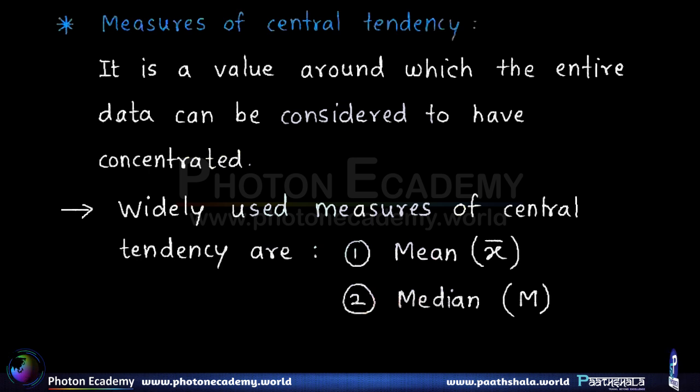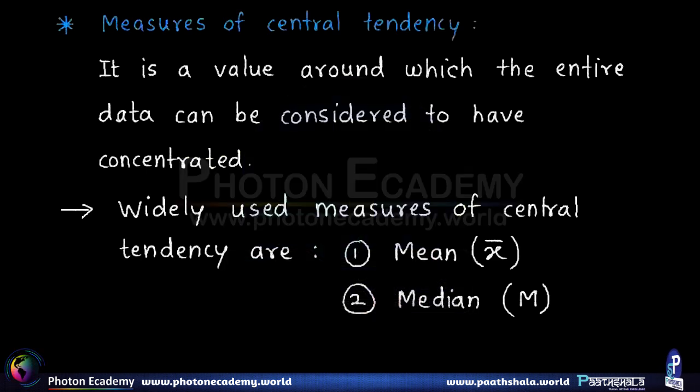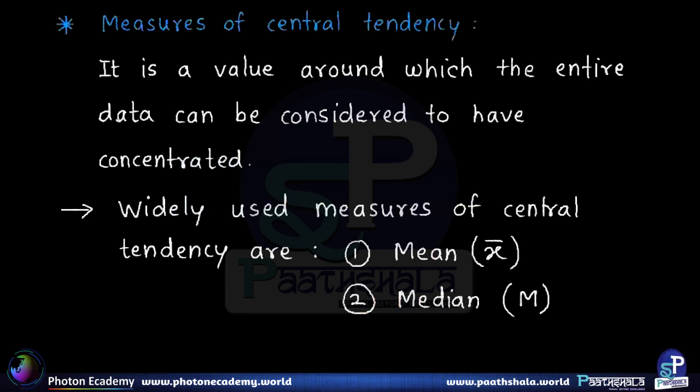Okay, now here we go over the important measures of central tendency. By a measure of central tendency we mean, as it's written here, a value around which the entire data can be considered to be concentrated. There can be thousands or millions of observations, but we must have some parameter which is representative of that entire data. Such a measure is called a measure of central tendency. It's like the entire data has a tendency to get collected at some central value.